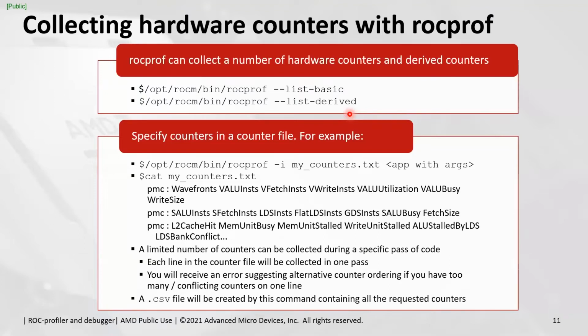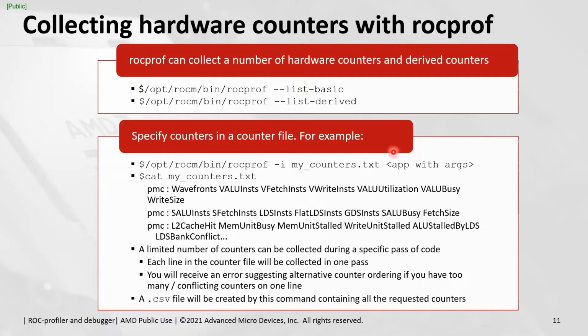So rocprof, apart from collecting timelines and traces, can collect hardware counters for you. To see a full list of these counters that are available in a given version of ROCm, you can always do rocprof, and then you can do --list-basic or --list-derived. So the derived list is mostly derived counters which are dependent on the basic counters, which are included in your ROCm releases, and obviously also available on your hardware.